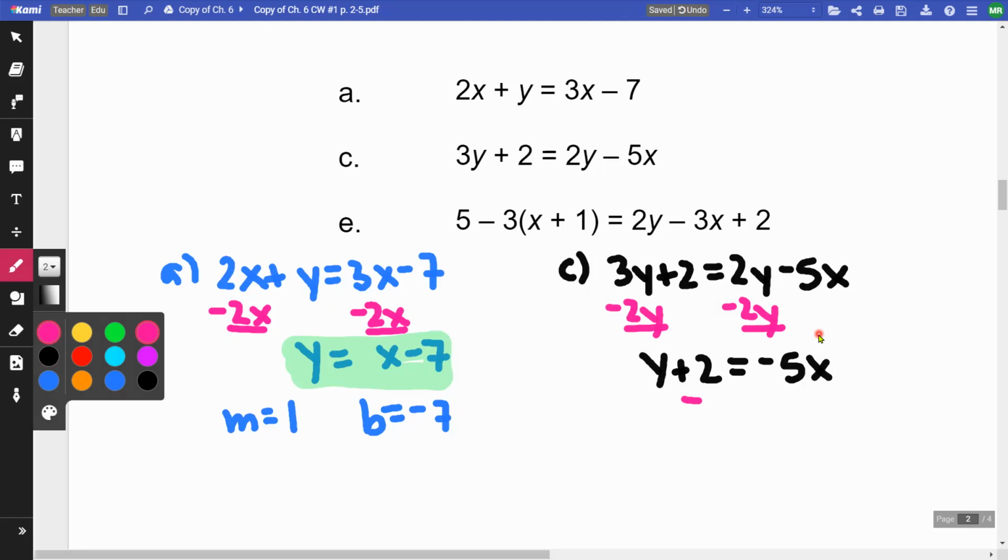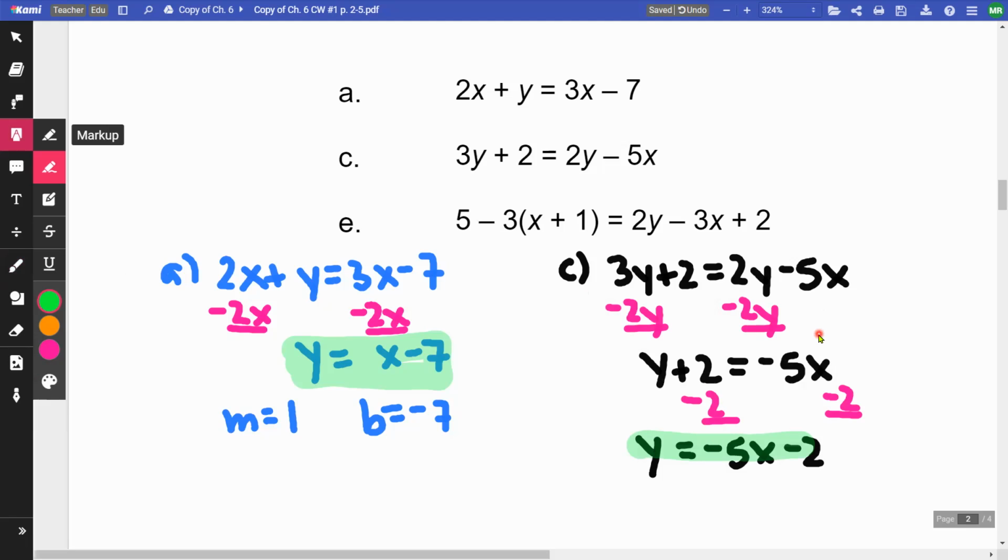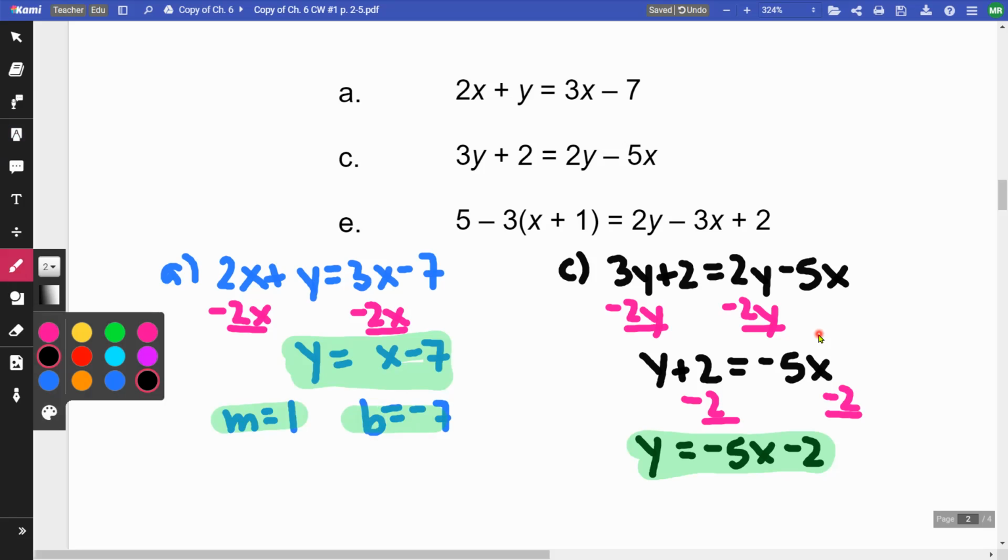Then I want to minus 2, and I end up with y is equal to -5x minus 2. This is going to be our equation. And then our slope is -5, and our y-intercept is -2.